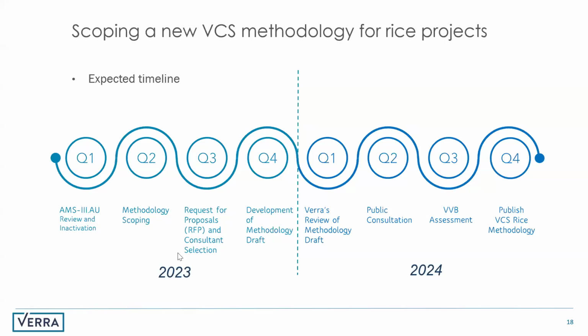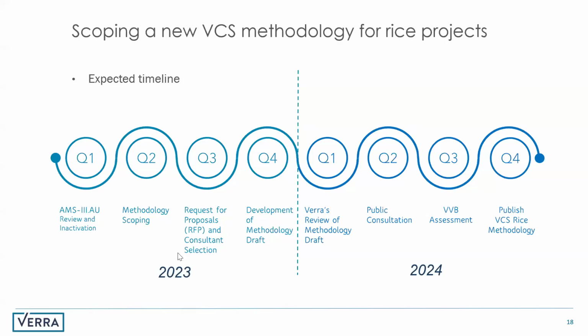You say it's my understanding that the VM42 can already be used for rice projects. How will this methodology be different, and what's the reason why a project developer would use this new methodology instead of VM42? So that's correct. Currently, any project developer could use the VM42, but as you know, it's a very complex methodology, not easy to handle for rice projects.